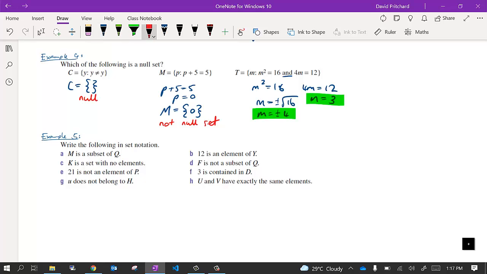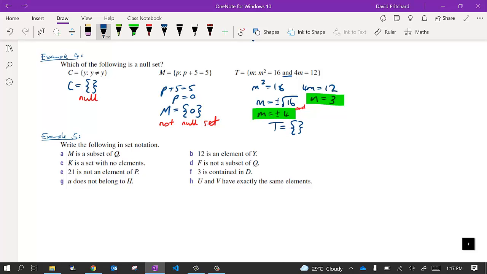We're looking for the elements that are true for both of those equations. And the answer is there is none. So therefore, T is also a null set. None of those answers correspond and are both true.